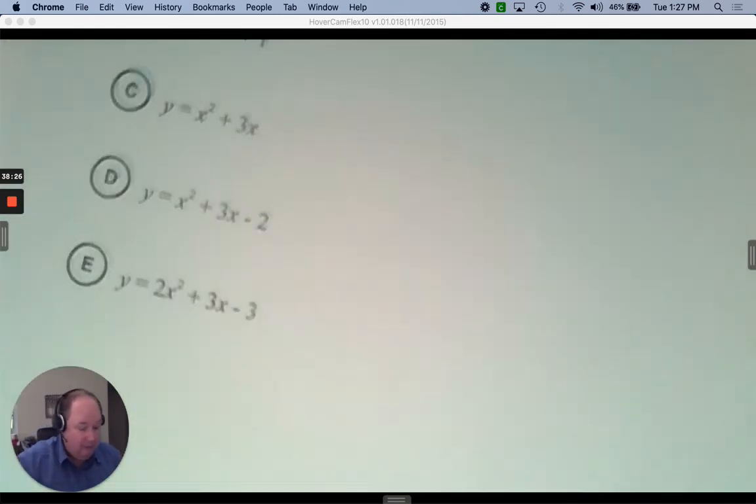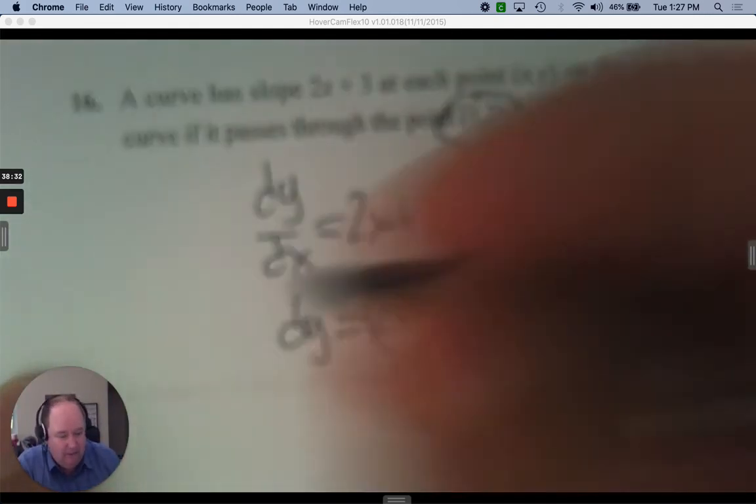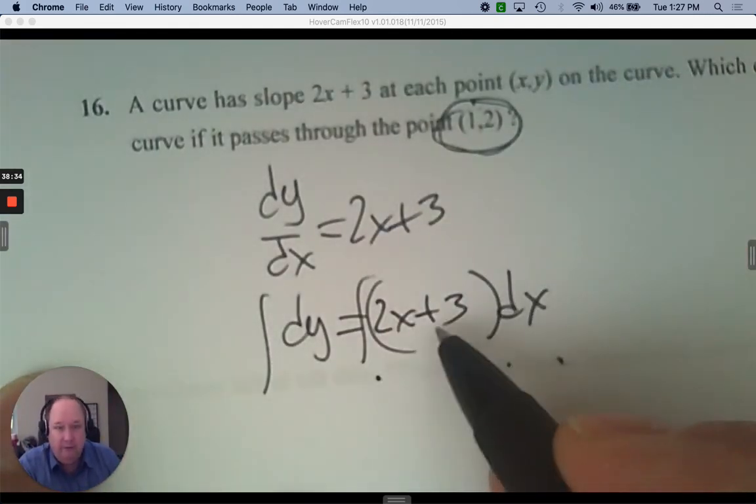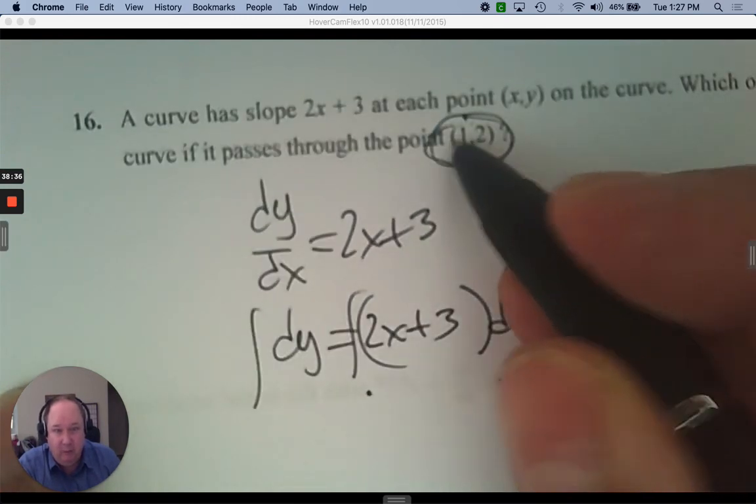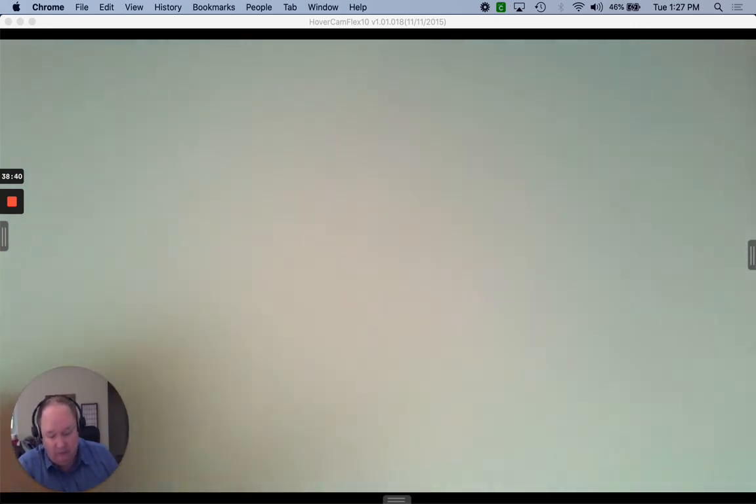So I'm going to be looking for, I want to see if you can do the antiderivative here. And if you're plugging in 1, 2 to find C, and then find the solution and circle it.